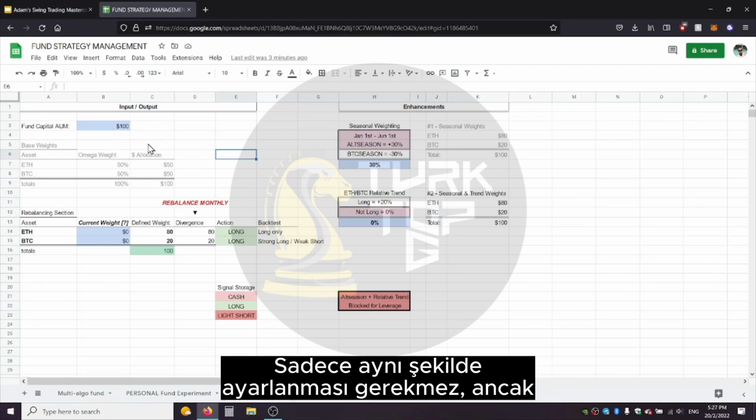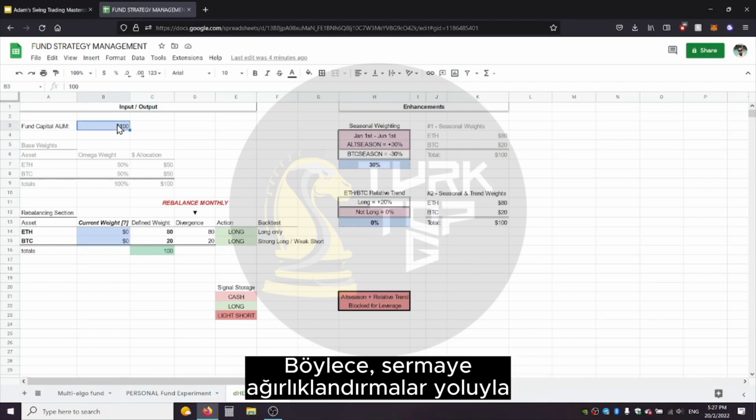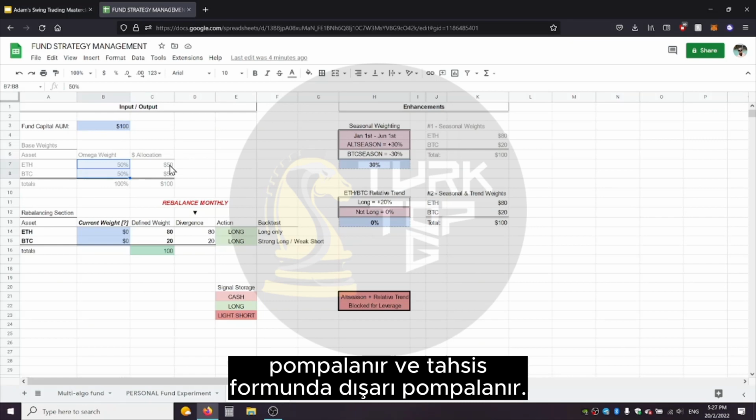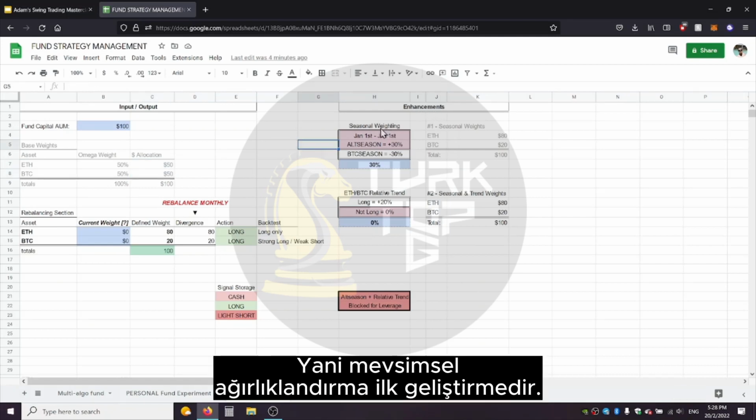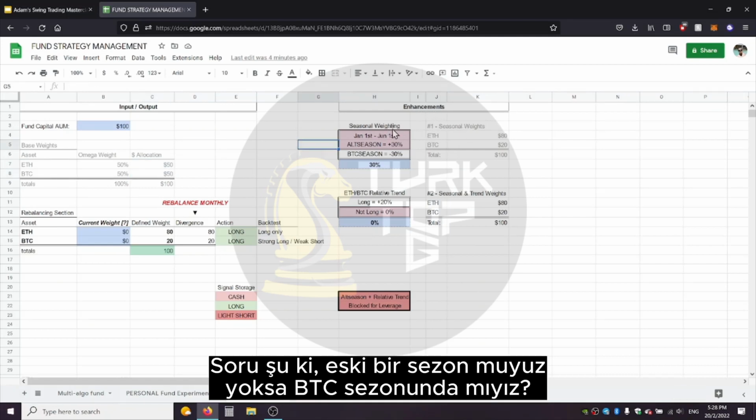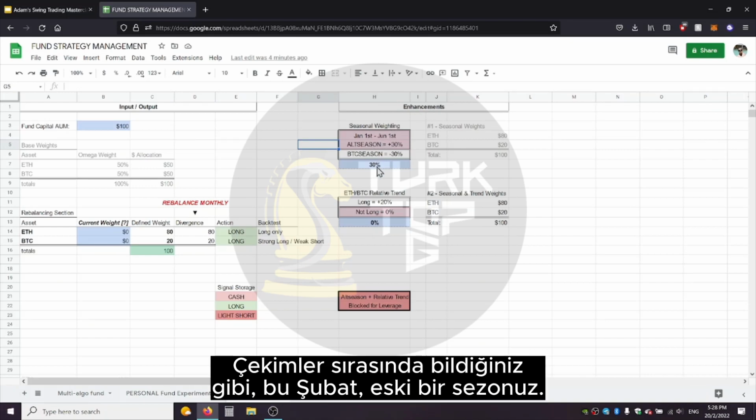Yours doesn't have to be set up the same, but I'm going to explain to you the process here. So capital ORM gets pumped through the weightings, and it gets pumped out in allocation form. Now, over here, we have the enhancements section. So seasonal weighting is the first enhancement. The question is, are we in alt season or are we in BTC season? As you guys know, at the time of filming, this is February, we're in alt season.